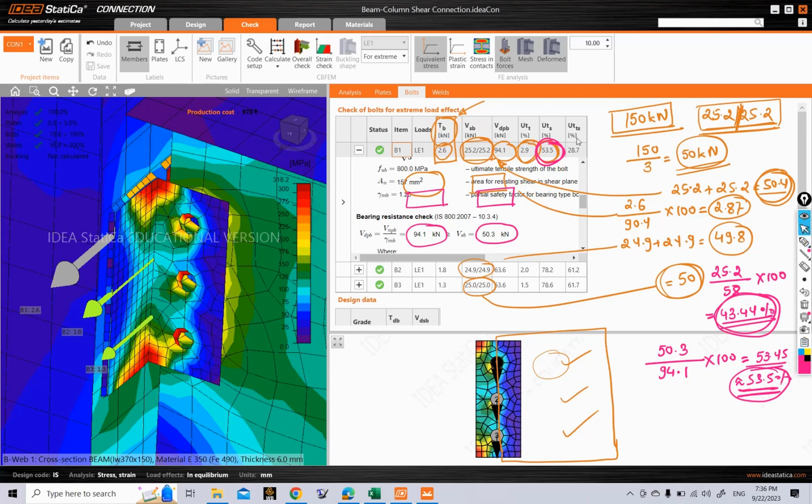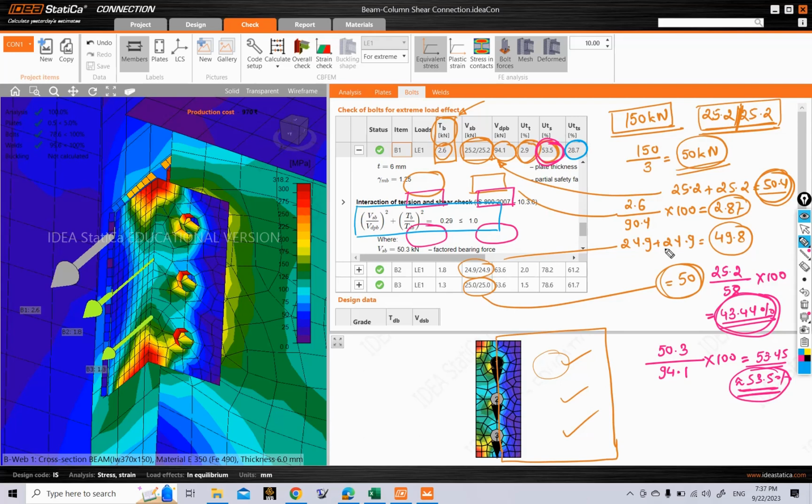And finally, the last column is utilization in combined tension and shear. And how do you calculate this? We calculate it by this formula here, as we have seen. So this formula is used to calculate the combined utilization ratio in tension and shear, which we get to be almost equal to 29%. So this is how it is calculating these different values here.